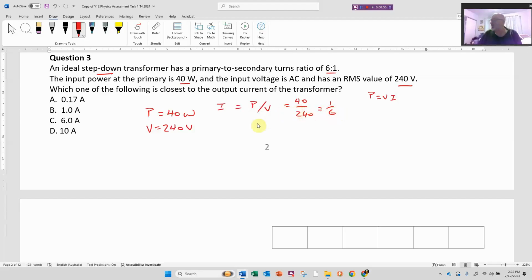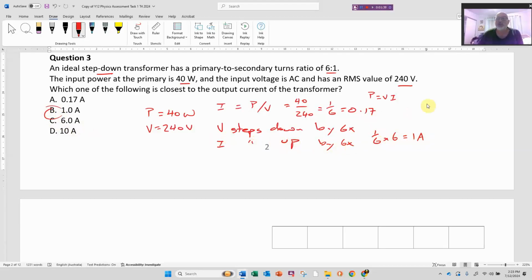Now, normally I wouldn't write that as a fraction. It comes out as 0.17 as a decimal. But I happen to know, because I've done a few of these questions, that if it's a step down, so V steps down by 6 times, so current steps up by 6 times, which means that 1/6 times by 6 equals 1 amp, which is here.